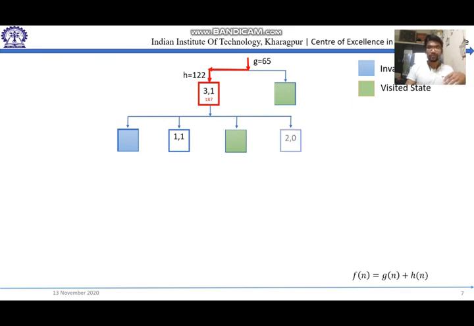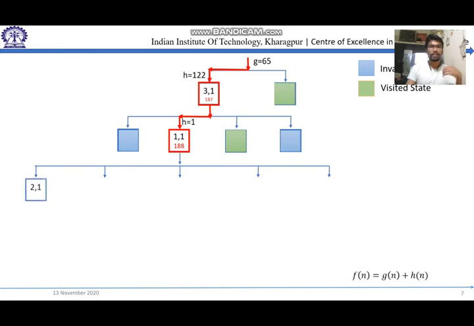Now if I further expand this, I get 4 different states. The first one is 2 1, which is an invalid state. The second turns out to be 1 1, which is a valid state, then 3 0, which is an already visited state from the last slide, and 2 0, which is an invalid state. Now we calculate the heuristic function value, and if we calculate the function cost at this particular node, it turns out to be 188, and we are left with only one path.